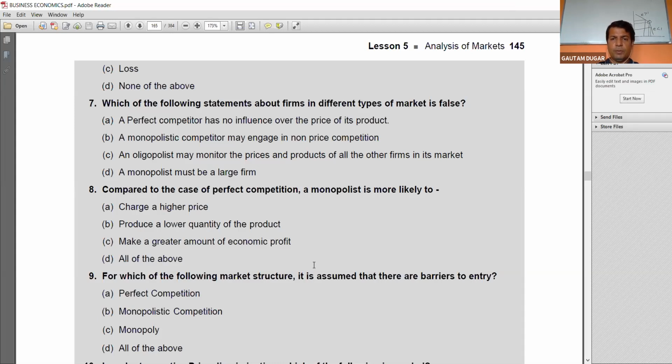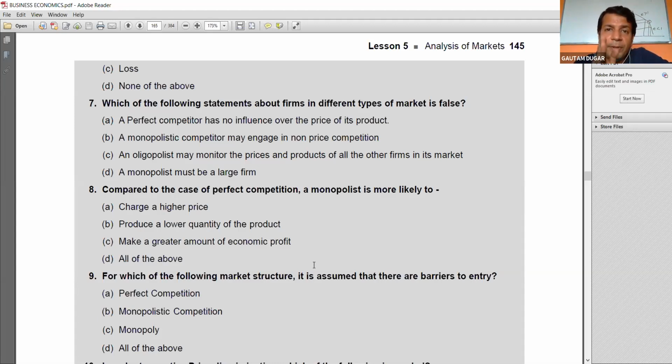Compared to the case of perfect competition, a monopolist is more likely to... All the three, because it can charge a higher price. Always remember the major difference between perfect competition and imperfect competition, that is, monopoly and monopolistic competition. The major difference is the price in perfect competition will always be lower than under imperfect competition. Second, under imperfect competition, the firms will always produce less than optimum, that is, excess capacity.